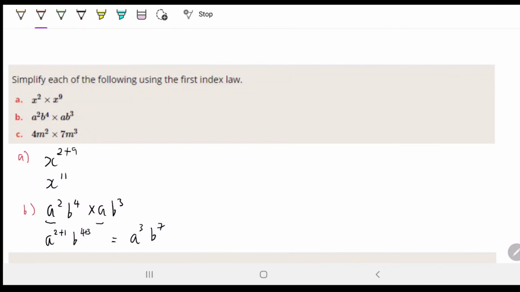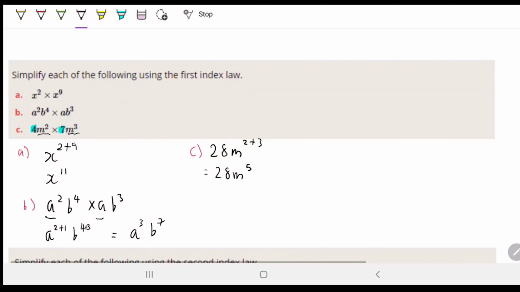And finally, with example C, we have 4m to the power of 2 multiplied by 7m to the power of 3. So with this question, I would always recommend multiplying your coefficients first. So you want the 4 and the 7, which gives us 28. Now you have m to the power of 2 multiplied by m to the power of 3. So this becomes m to the 2 plus 3. So this becomes 28m to the power of 5.